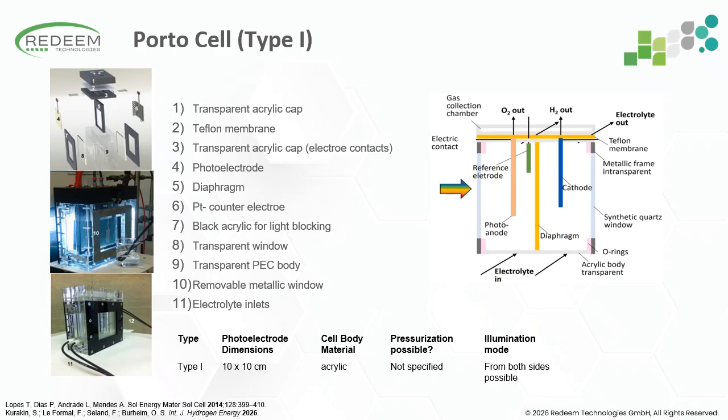One interesting feature is that the gas collection chamber at the top allows hydrogen and oxygen to be collected separately, while the electrolyte continuously flows through the reactor. Compared with the previous stack reactor, the Porto cell places greater emphasis on optical flexibility and experimental accessibility rather than compact integration.